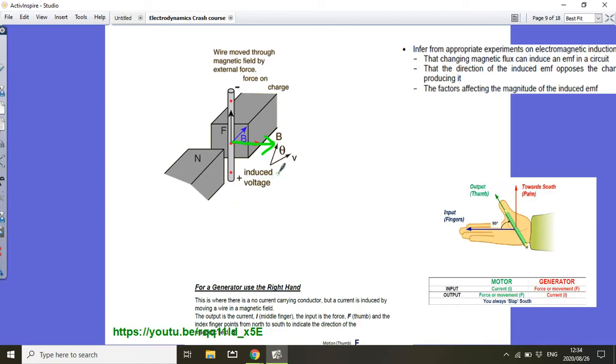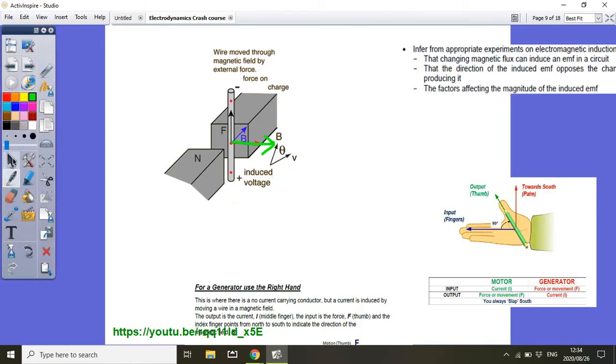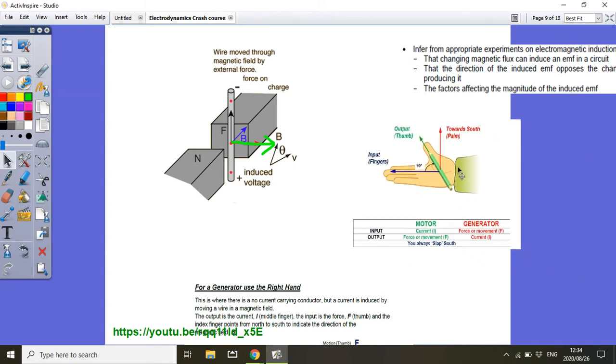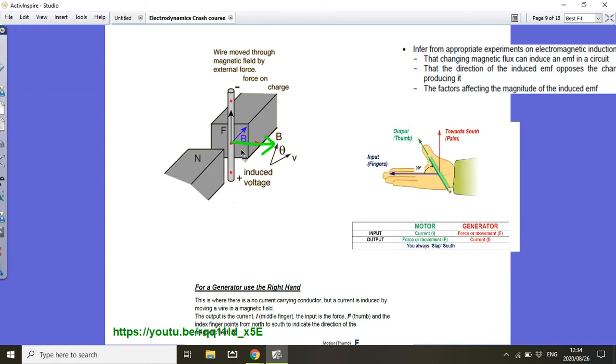Again, you can use your slap rule, or what I call the slap rule, the right-hand vector rule, and you can say, I'm going to slap from north to south. So take your palm and face it. Now remember, the slap rule always uses the right hand, which means you never have to change hands. So you face your palm from north to south. Your fingers will go in the direction of the green because the input this time is the force or the movement, and it makes you think about the energy conversion. So you're taking your fingers in the direction of the green.